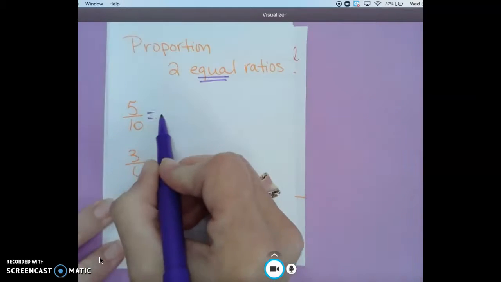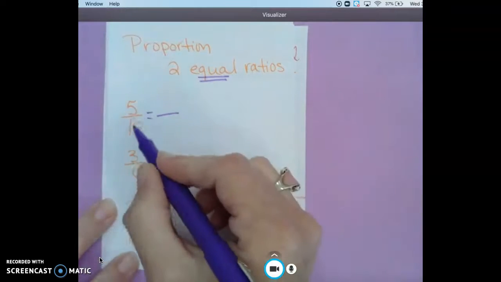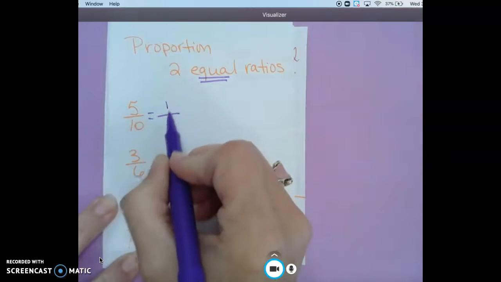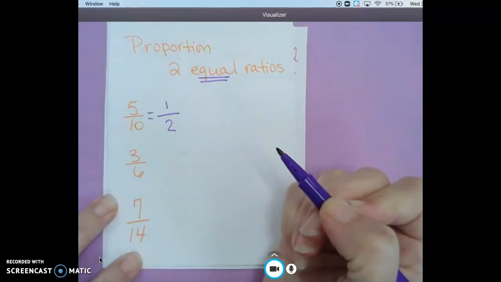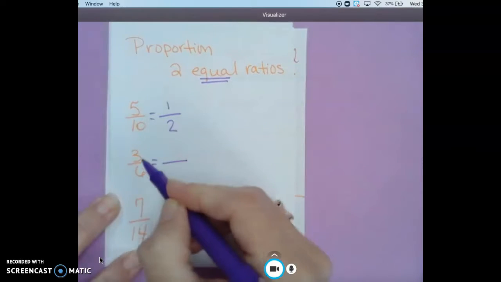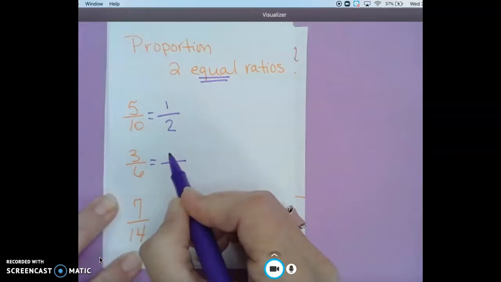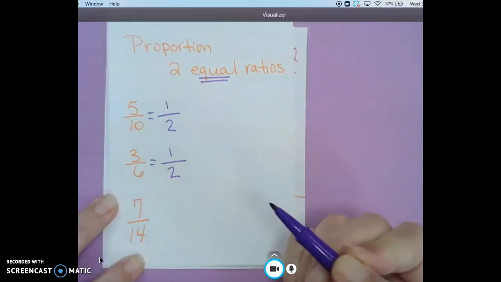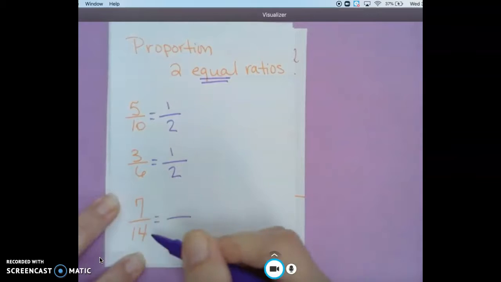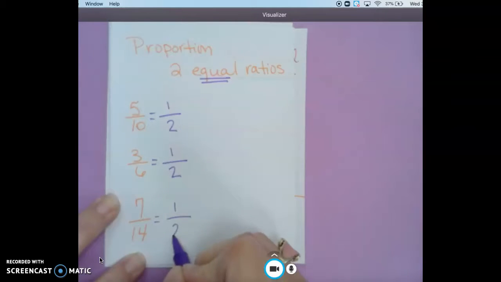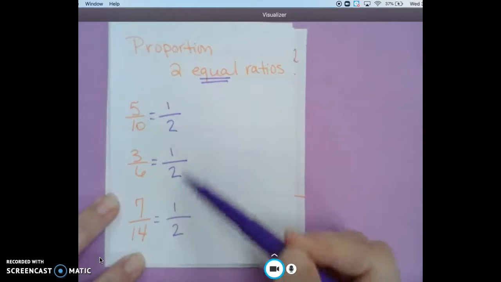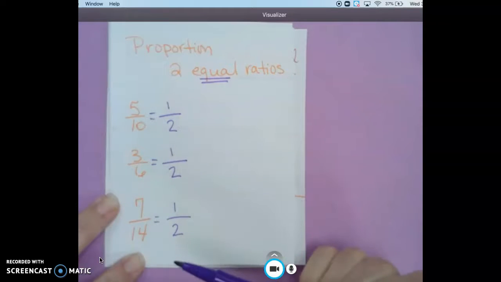We practiced earlier in the week that if we simplify this, we divide by 5. If we divide both of these by 5, we get 1 over 2, or 1/2, or 1 to 2. If we simplify here, we can divide both of these by 3, and we're going to get 1/2, or 1 to 2. If we simplify here, we're going to divide by 7. We're still going to get 1/2, or 1 to 2. So actually all of these are equal even though they look different.